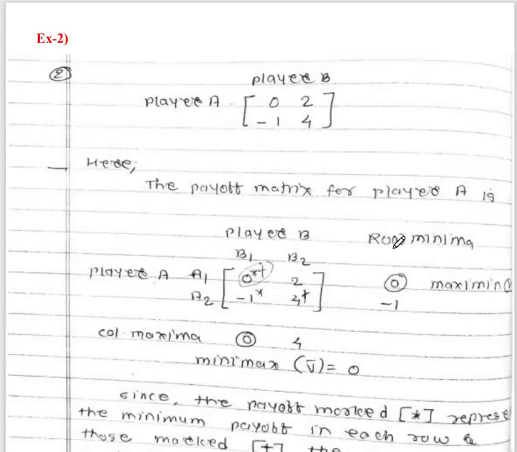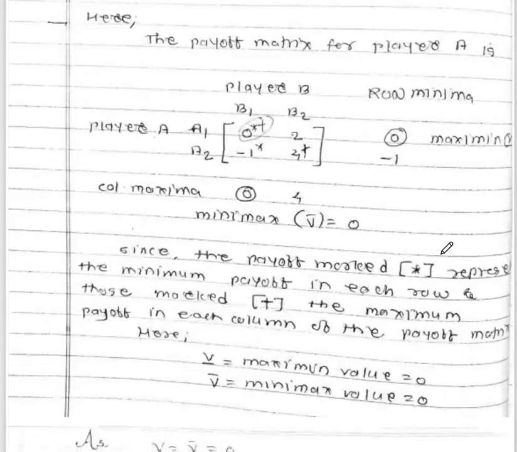First we will find the row minima. Row minima means select the smallest element from each row, that is 0, and this is -1. Then find the maximin. Maximin means the largest value in the row minima, that is 0. Then find the column maxima, the largest value in each column: the first column is 0 and the second column is 4. Then find the minimax, the lowest element in the column maxima, that is 0. So maximin is 0 and minimax is 0.